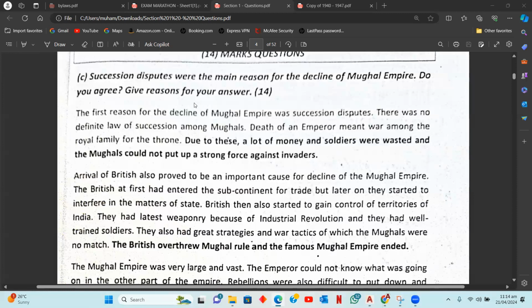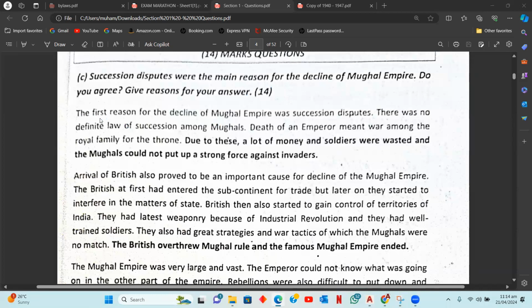have to obviously include the first one at the very beginning. Succession disputes were the main reason for the decline of Mughals, so we have to start with succession disputes. The discussion would start with succession disputes, and then it will go onwards to the other reasons.